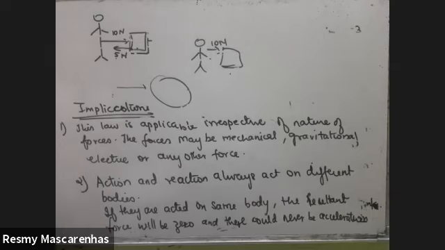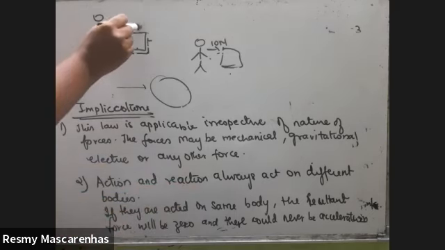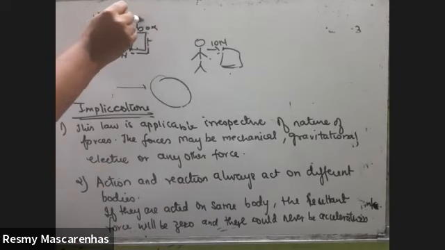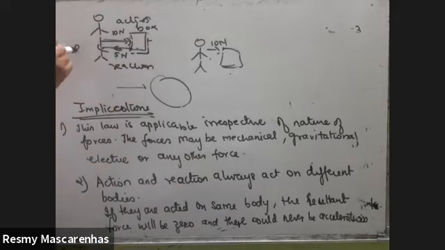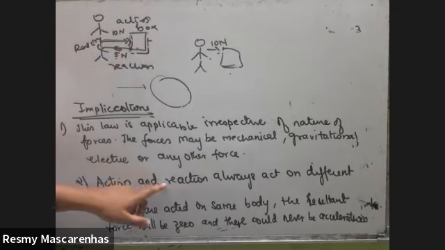Okay, so now what is happening? The action and reaction are acting on different bodies. Action is on the box and reaction is on whom? On the person. So action is on the box, reaction is on the person. So action and reaction always have to be on different bodies. Otherwise, what will happen?